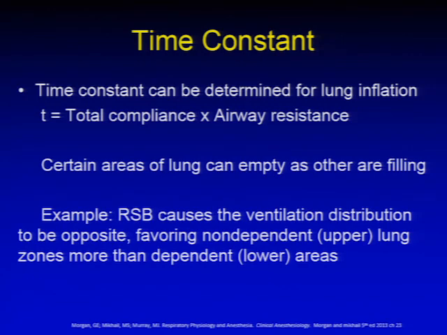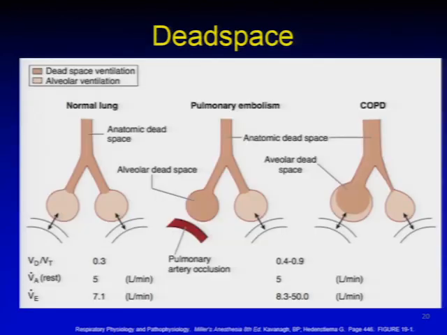Rapid shallow breathing reverses the normal distribution of ventilation, preferentially favoring upper or non-dependent areas of the lung over the lower areas. Now, there's a normal amount of dead space that occurs in all of us, anatomical dead space such as the trachea and main bronchi, and alveolar dead space that occurs with either pulmonary embolus or obstructive lung diseases. This is essentially ventilation without perfusion.